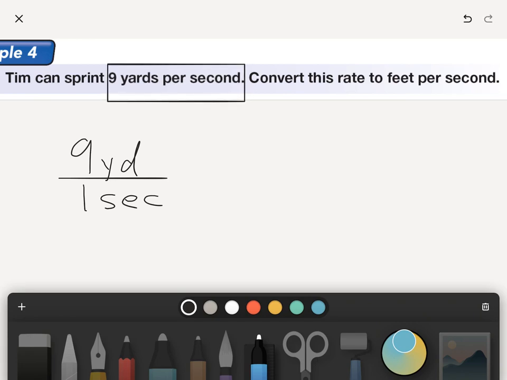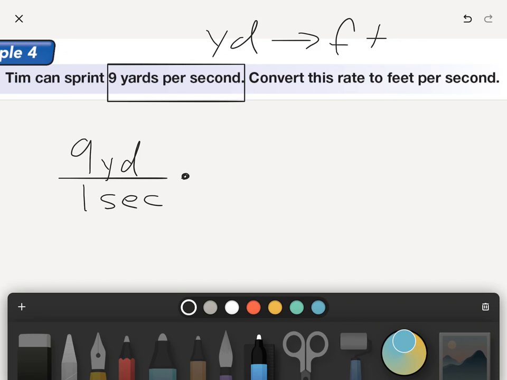All right, so this 9 yards per second. That's what this says. 9 yards per second. That's what we're saying here. It's called a rate. And so now we're going to need to do another unit multiplier. So we are trying to convert from yards to what? To feet. Thank you.